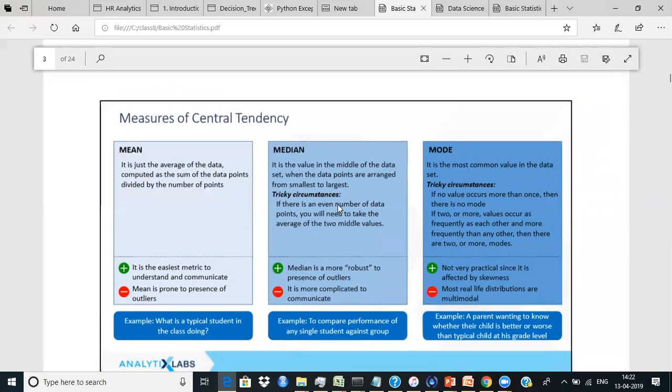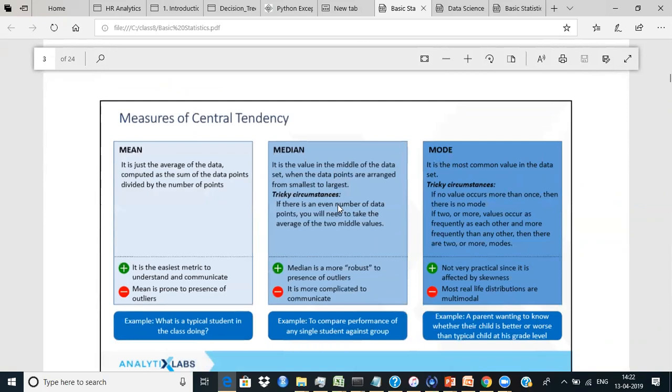Measures of central tendency. I guess we have gone through this, right? Mean, median, mode. Now, what are the advantages and disadvantages? Mean is the easiest to calculate and the easiest to interpret, right? All of us are familiar. So if you go to a business person, the easiest thing to explain to him is the mean, right?